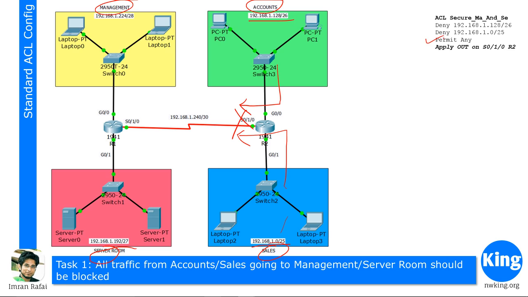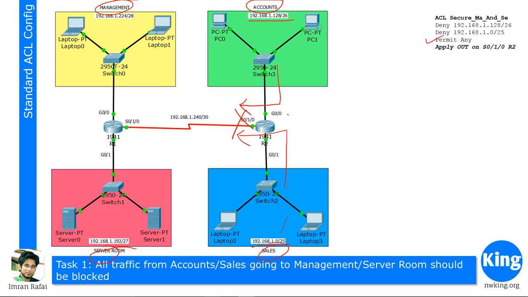Why did I have this permit any? Like we discussed, without that everything will get denied because there is an implicit deny at the bottom. So we're saying everything else should be permitted, but in this case there's nothing else on this router. These are only 2 traffic, but don't worry, because that's how we do it. So we say permit any.